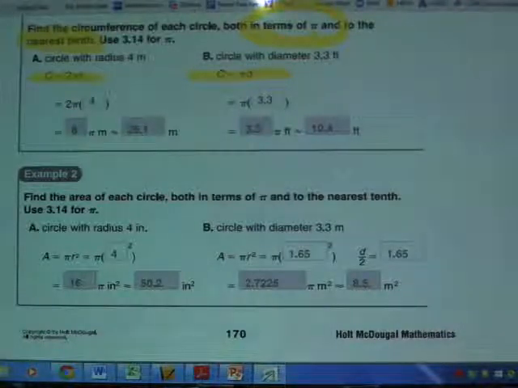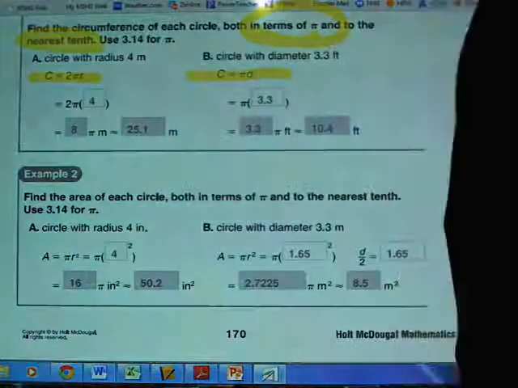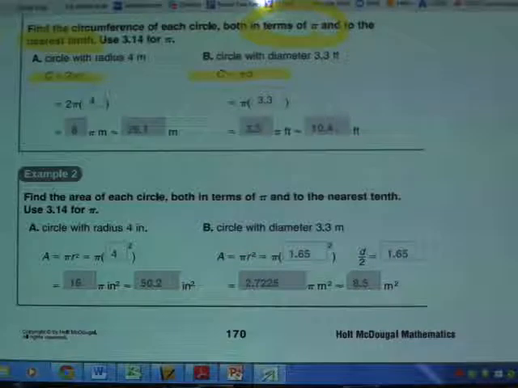Done. They're asking you for both answers here, so both of these are what you need to give, and they're doing the same thing in the homework. They're going to ask for the answer in terms of pi and the actual value when we change it to 3.14 and then multiply and then round.